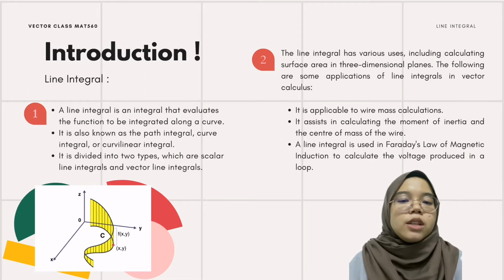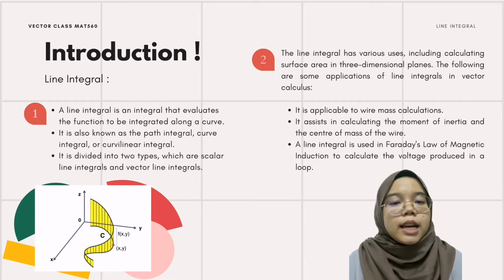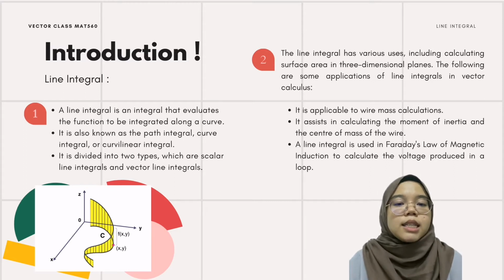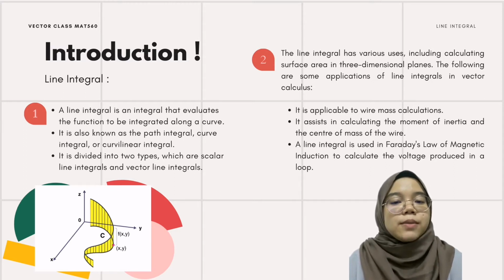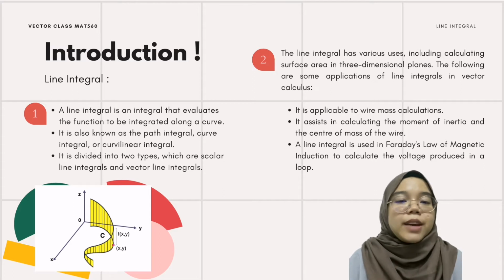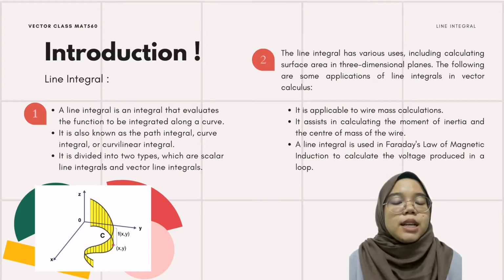Line integral is divided into two types, scalar line integral and vector line integral. The diagram shows a line integral that calculates the area of a three-dimensional surface. The line integral has various uses, including calculating surface area in three-dimensional planes.